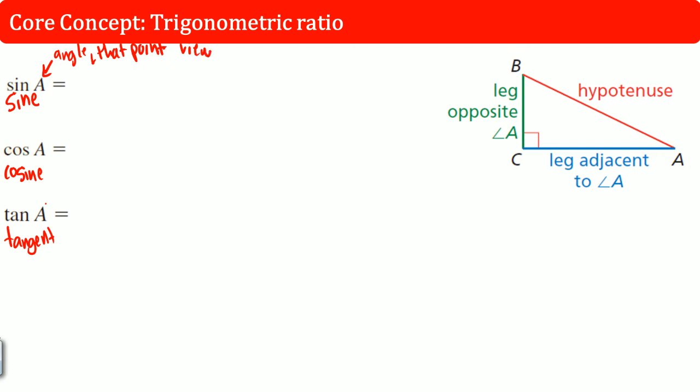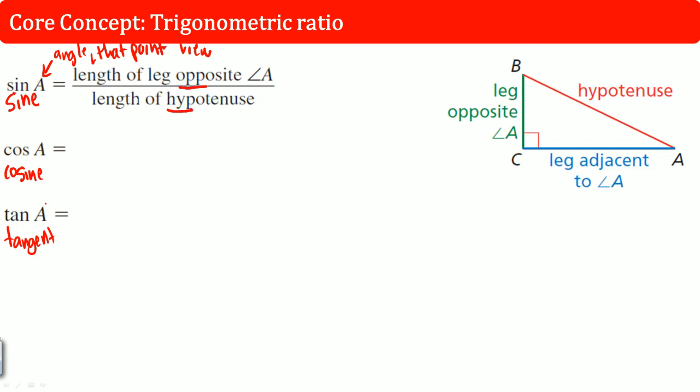So again, remember the adjacent leg and the opposite leg change depending on your angle's point of view, or where you're looking from. Here, it is angle A that we're looking for. So we're going to find sine of A, cosine of A, and tan of A. Sine is by definition your opposite leg, OPP, divided by your hypotenuse, HYP. That is always the case. The leg that is opposite to A here is BC, and the hypotenuse is AB.